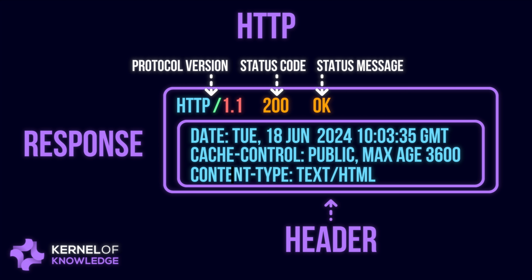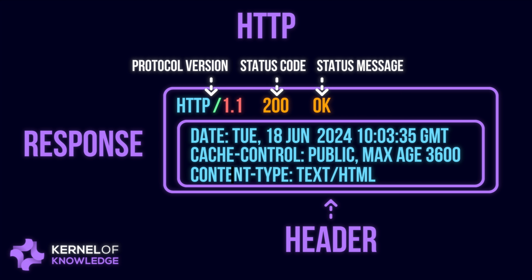In the response, you then have the header as well, which has more data. For example, we've got dates here, we've got cache control, and we've got the content type, which in this case is text/html. And then you'll obviously have the body of the response as well. In this case, it would be a HTML page.